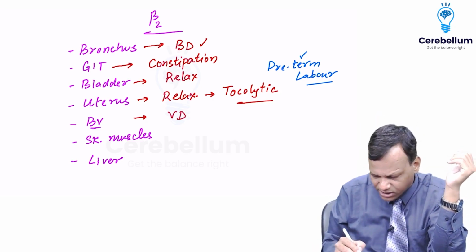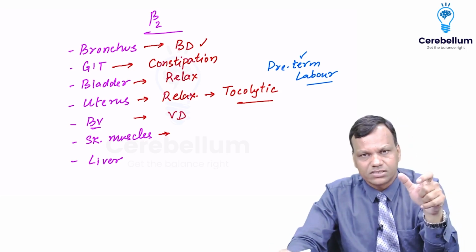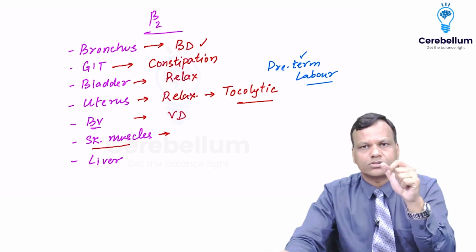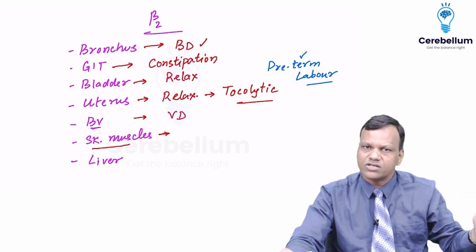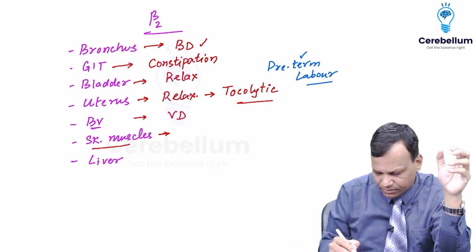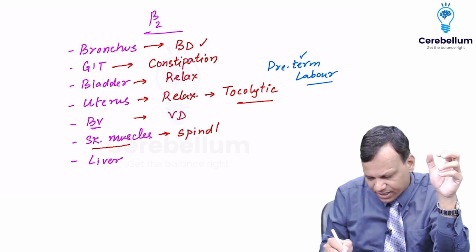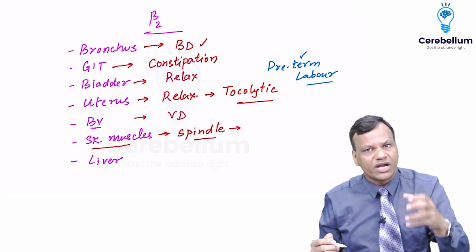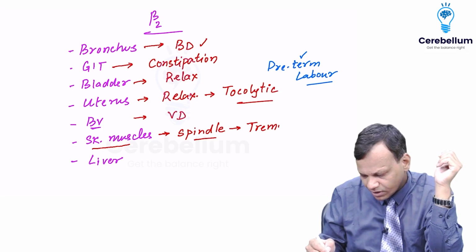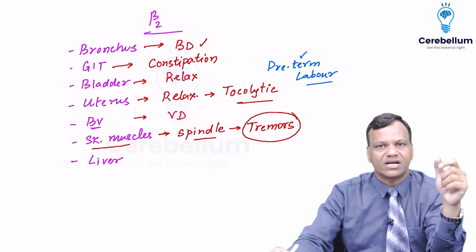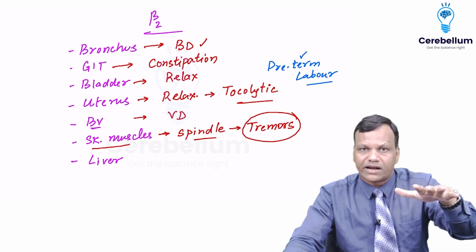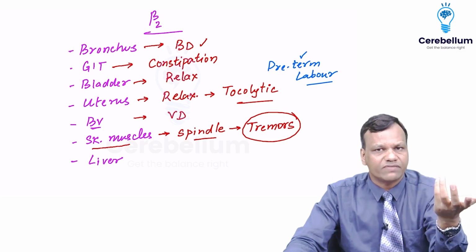Yes. Now the next thing is, apart from the blood vessels, beta 2 receptors are present on the skeletal muscles also. Remember, they are present on the blood vessels of skeletal muscles, yes. But apart from that, beta 2 are present on the skeletal muscle spindle. And when beta 2 are stimulated on this area, the muscle spindle, they result in tremors. So the sympathetic system can result in tremors when they are present on the muscle spindle. This is the reason that tremors occur whenever the sympathetic system is activated.